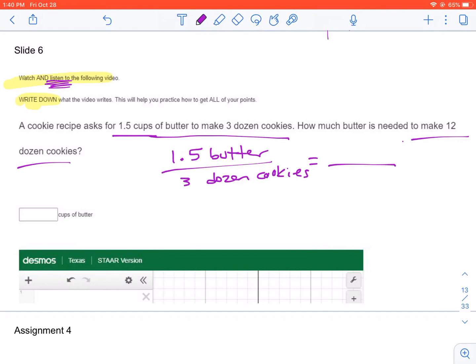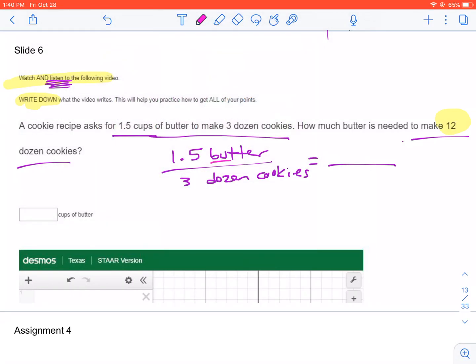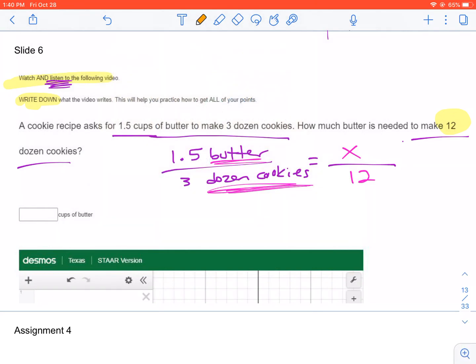So now you have to know, where does that 12 go? If 12 is now talking about dozens of cookies, look at the labels that we already have. And that's one reason why I wanted to write them. Dozens of cookies is on the bottom, so we can put our 12 on the bottom here, X on top. And then when you solve, you do it the same way. You find the diagonal that has the 2 numbers in it, and you're going to multiply those numbers, and then you're going to divide by the leftover.